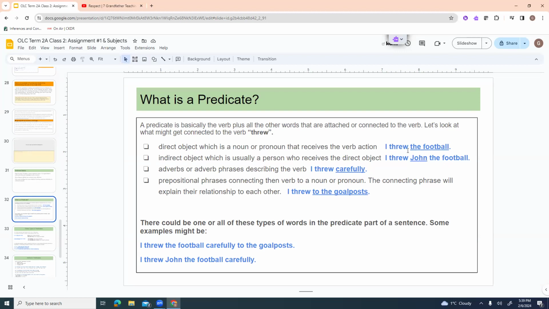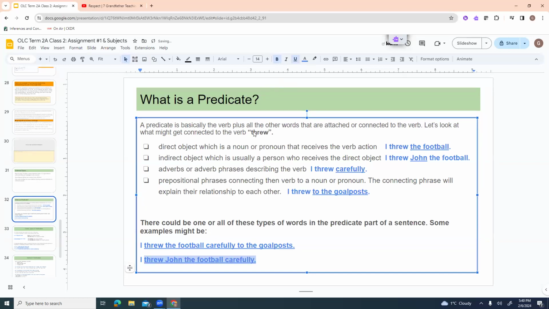The only reason this matters is sometimes people aren't sure, but a lot of times anything that comes after the verb belongs to the predicate, basically. So an example might be, I threw the football carefully to the goalposts. I threw John the football carefully. So most sentences won't have just one. They can have multiple parts. And then that whole thing would be what's called my complete predicate. This part, just the word threw, is my simple or my basic predicate.